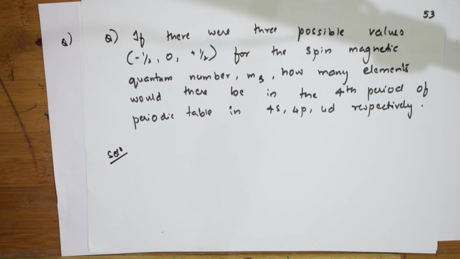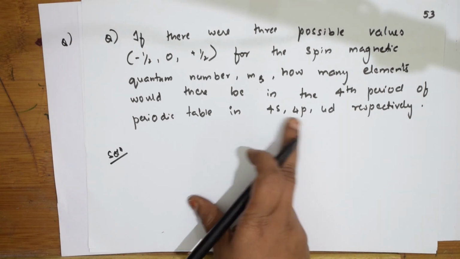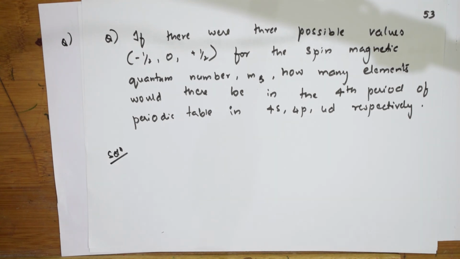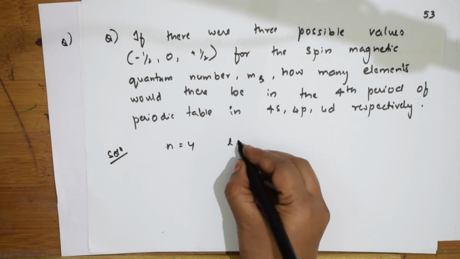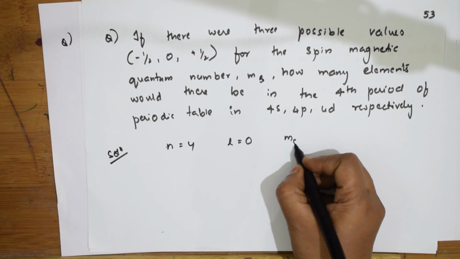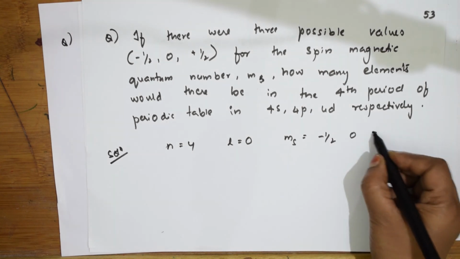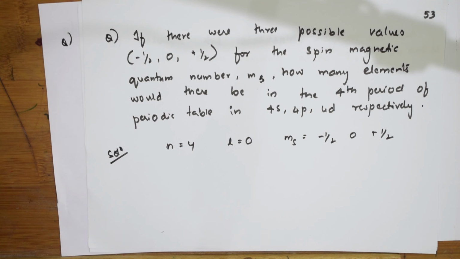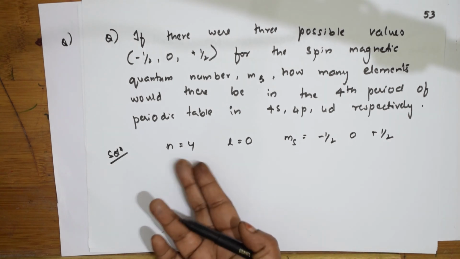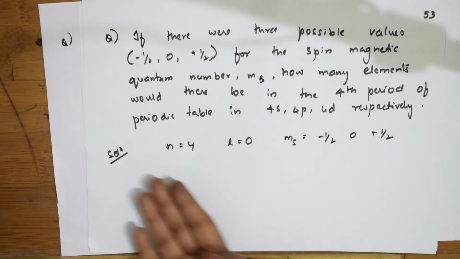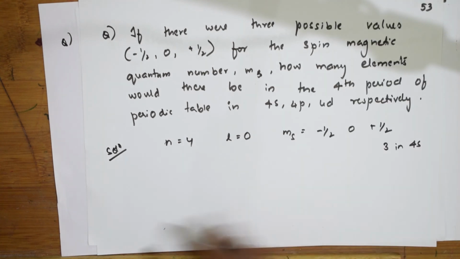So what do they give me? n is equal to 4. Fourth period of the periodic table, 4s, 4p, 4d. Everything they've given us. Let's write. When I see the first one, n is equal to 4. For s orbital, what is the l value? Equal to 0. Now, the ms value can be minus half, 0, plus half, they said. That means there are three in the 4s orbital. There are three values in 4s. This is what they have given. Now let's come back and see 4p.